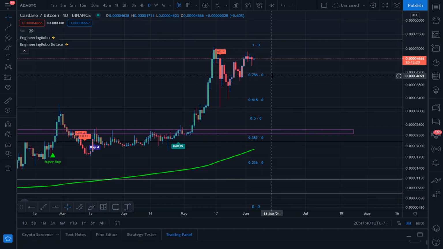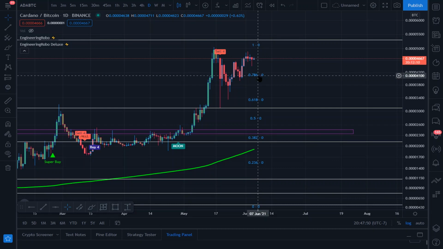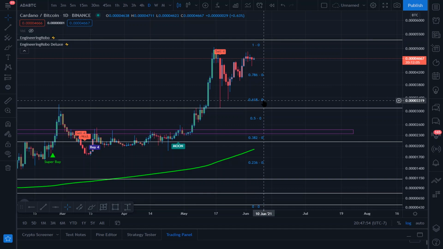Interaction with that 0.786 line at 40.91 Satoshi is going to be pretty likely, as I was saying, we're at resistance at the moment, and we appear to be printing a lower high, and so this could be quite short-term bearish. Failure to hold that 0.786 will bring us down to that 0.618, a nice higher low in my opinion relative to my support line at 3093 Satoshi.